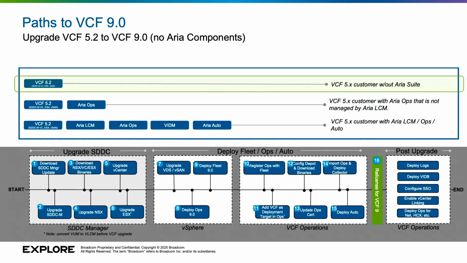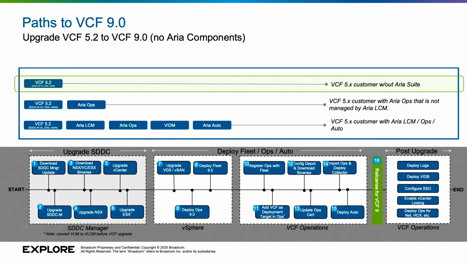Okay, so kind of a similar thing here. I looked at 3 common situations. So we can have an existing VCF customer running VCF 5.x and above. I think here I'm calling out 5.2, but you can upgrade from 5.0 up. You can do skip level upgrade. There's no need to go from 5.0 to 5.1 to 5.2. But you can have VCF running with your management domain without any of the ARIA suite. So that's the first situation.